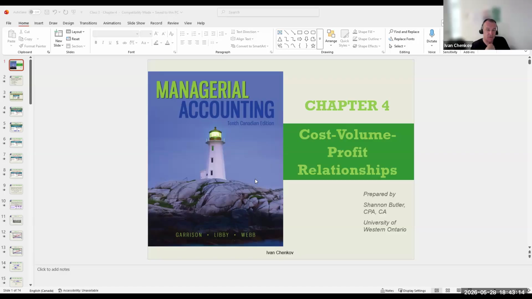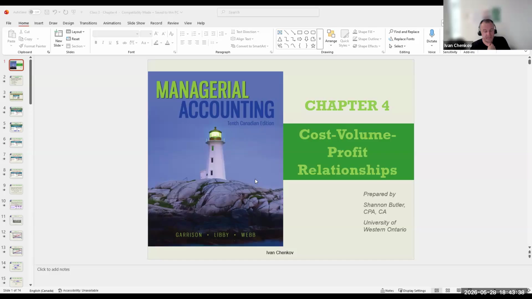Now we have a fixed cost. Fixed cost is the opposite. Fixed cost in total stays the same, but per unit always goes down. Once we increase the level of activity, utilization increases, so the fixed cost per unit tends to go down. That's for the cost behavior.